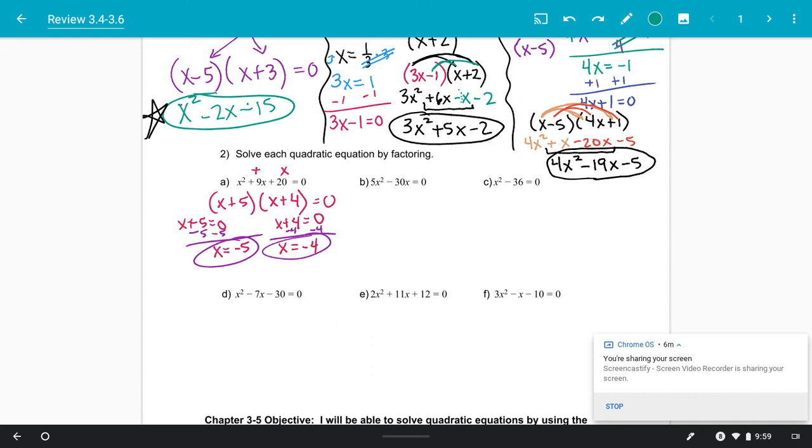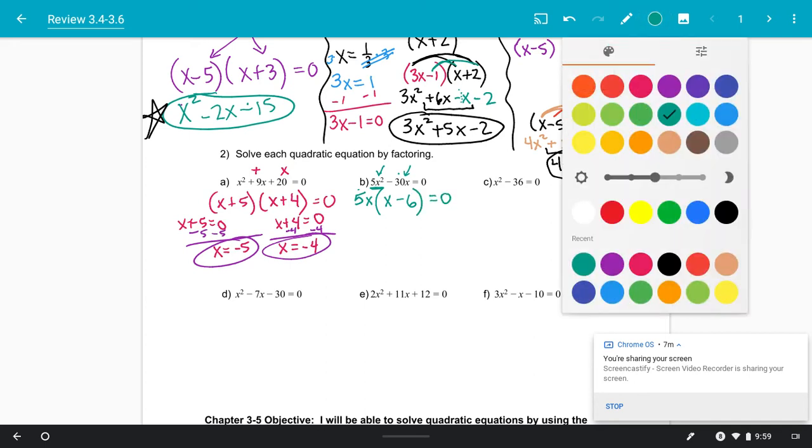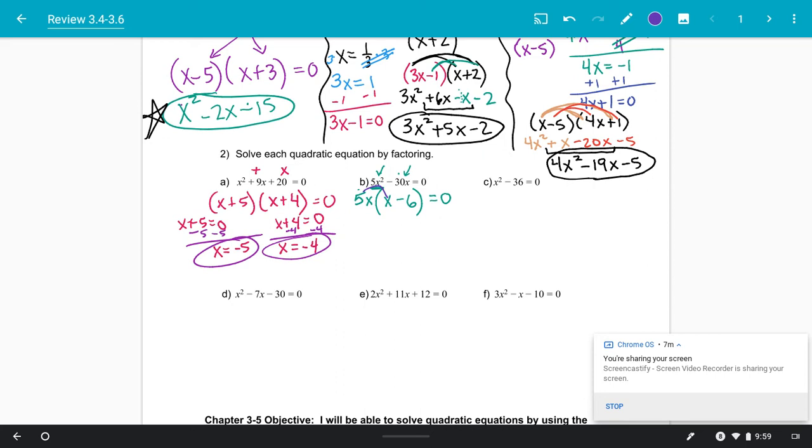So both 5 and 30 are divisible by 5. I would pull out a 5. This has 2 x's and this has 1, so I would also divide by an x. So 5x squared divided by 5x, there's going to be an x left in this term. 30 divided by 5 is 6. X divided by x is 1. So we're just left with this. You can always double check. If you redistribute this, you end up right back at the beginning.